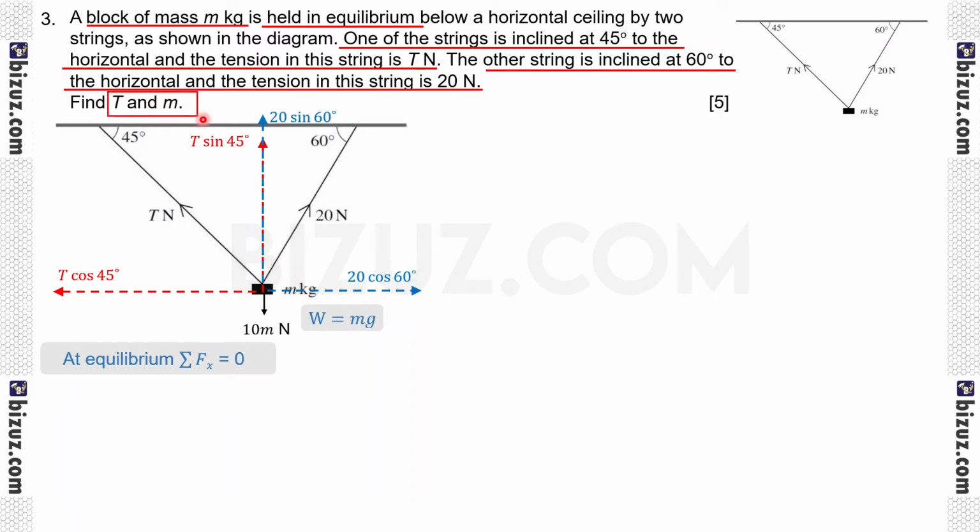Now to find T and M, we can simply use the equilibrium method, that at equilibrium the summation of forces in a given direction should be equal to 0. If we resolve horizontally first, the total force towards the positive x-axis direction should be equal to the total force acting towards the negative x-axis direction. The total force towards the positive x-axis direction in this case is 20 cos 60 degrees, and the total force towards the negative x-axis direction is T cos 45 degrees. So we can write T cos 45 equals 20 cos 60 degrees.